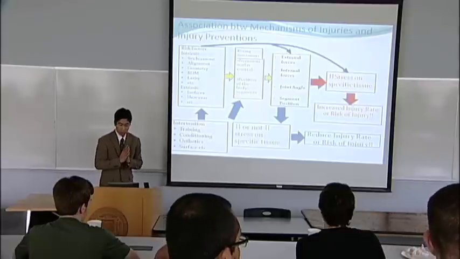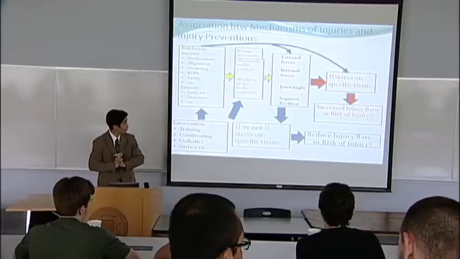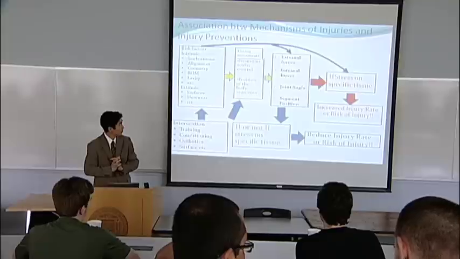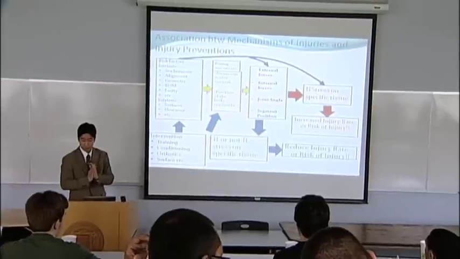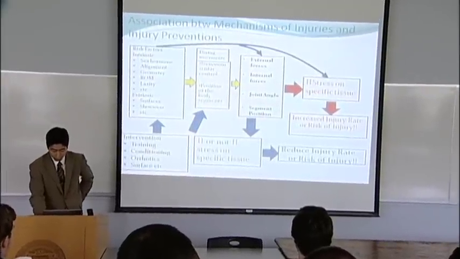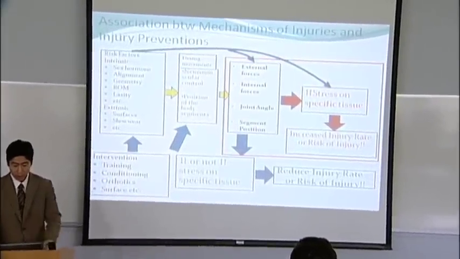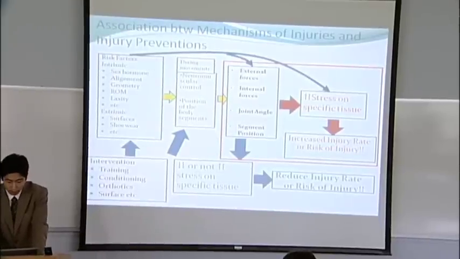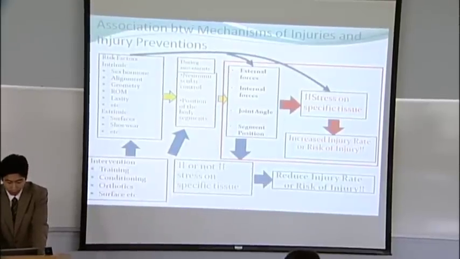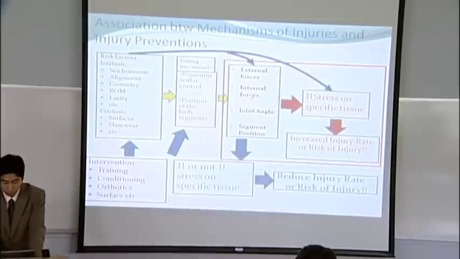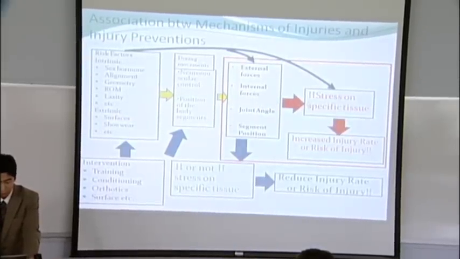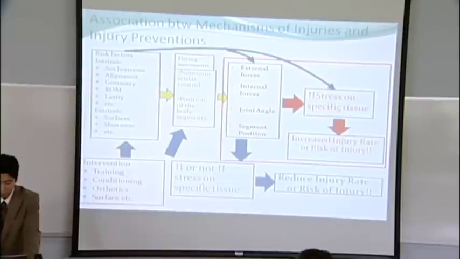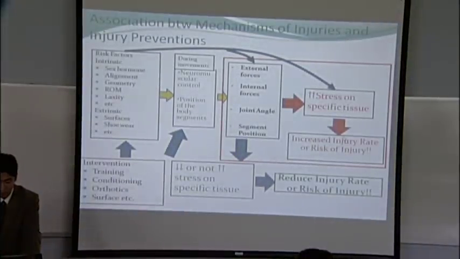And I made this diagram to understand the overview of the injury prevention research. If you think about the mechanism of the injury, I think we are talking about this part. What external force, what internal force, what joint angle, segment positions increase stress on the tissue, specific tissues, and this leads to an increase in injury rates or injury risk.